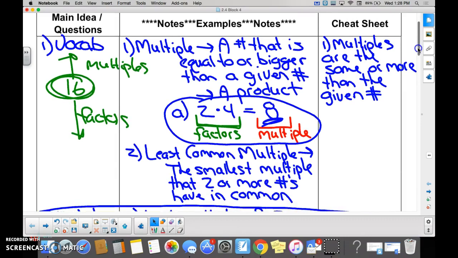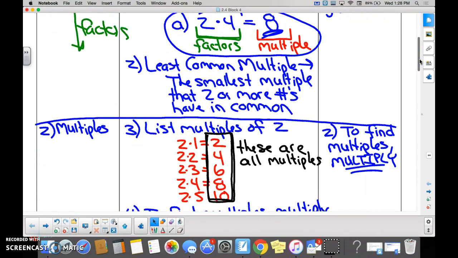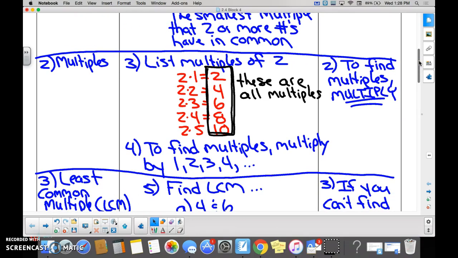Least common multiple then. We are finding the smallest multiple that two or more numbers have in common. Yes, no? Yes. Okay. So that's how we find multiples. You simply multiply by another number. So if I want to find all the multiples of 2, I multiply by 1, 2, 3, 4, 5. I can keep going forever and ever, couldn't I? If I want to find the multiples of 1 billion, I multiply by 1, 2, 3, 4, and so on and so forth, right?